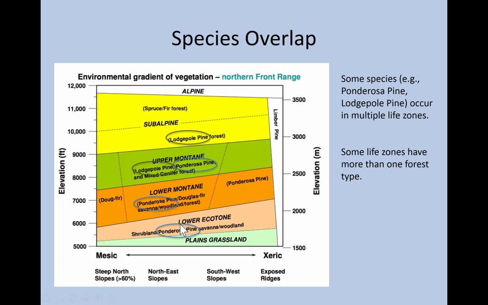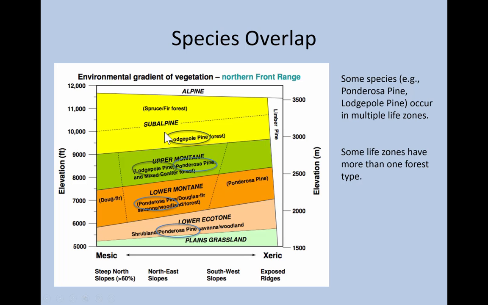So that, for instance, we might see the ponderosa pine growing not only in the lower montane zone, but also being the major tree species in the lower ecotone, and ponderosa pine being found not infrequently up into the upper montane. We could say something similar about the lodgepole pine. Lodgepole pine are a frequent species in the upper montane zone, but we also find them being dominant in the lower elevations of the subalpine.